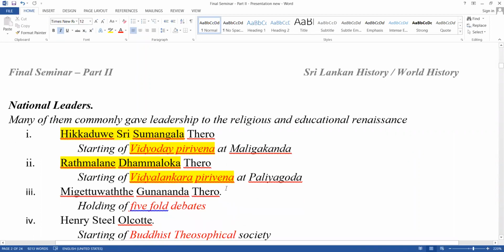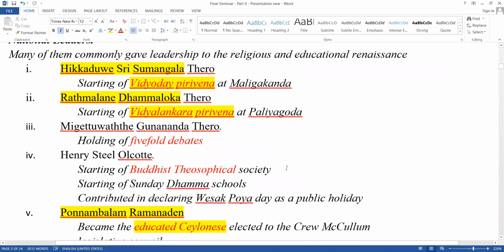Migettuwatte Gunananda Thero is called the five-fold debater, right? And Henry Steel Olcott started the Buddhist Theosophical Society. This was his organization that he started, along with the starting of Sunday Dhamma schools, and he contributed in declaring Vesak Poya Day as a public holiday.